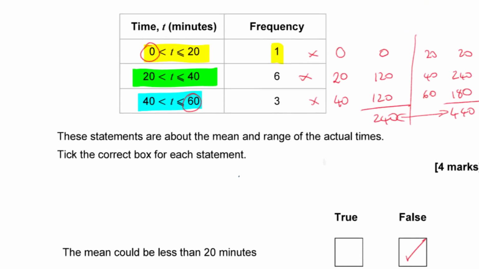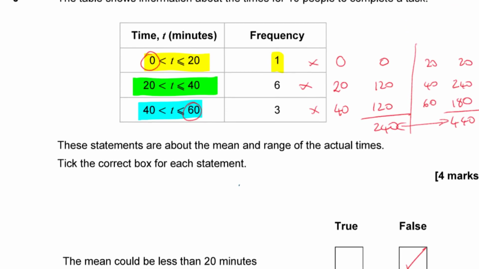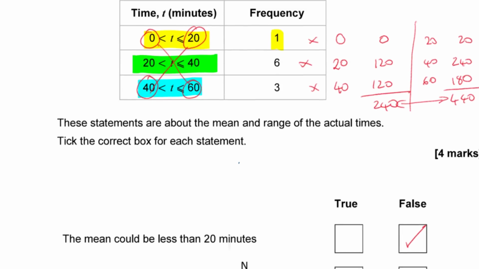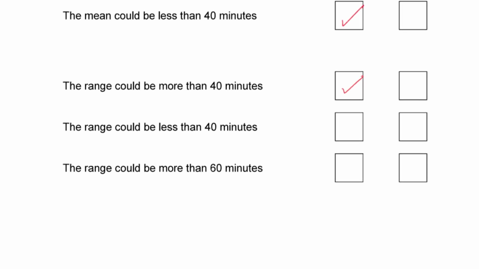Okay, so let's assume that first person is at the upper bound rather than the lower bound, so here at 20. And let's assume that all those three people are at the lower bound there of 40. Then the range would be 40 subtract 20, which would be 20. So could the range be less than 40 minutes? Yes, it could. And could the range be more than 60 minutes?